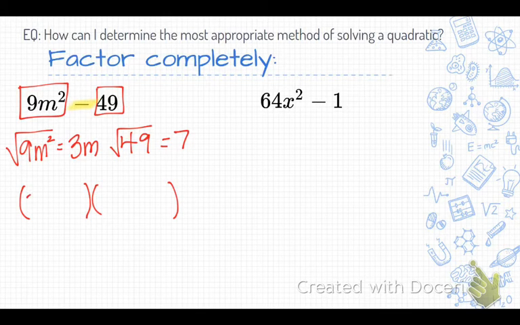So I'm going to write my first term in both first spots. I'm going to write my second term. And remember, my sign is plus and minus. If I wrote minus and then plus, is that still right? Yes, the order of my factors doesn't matter as long as I have one of each.